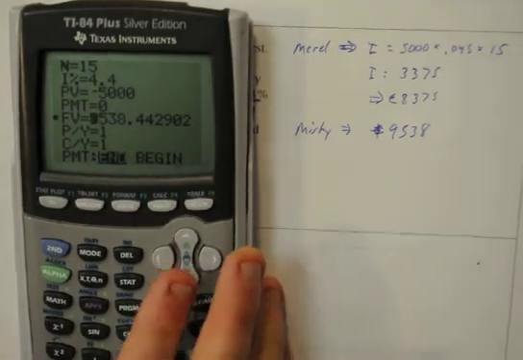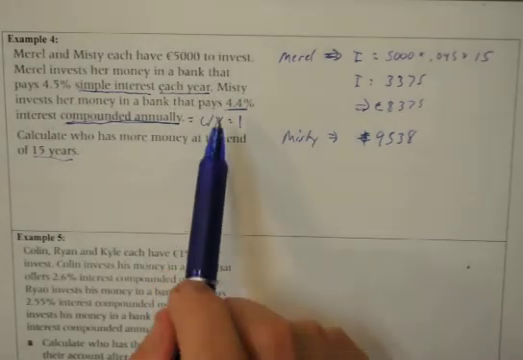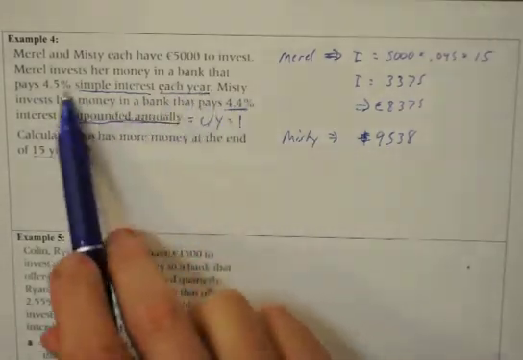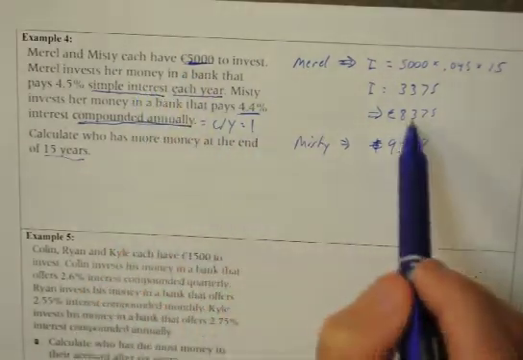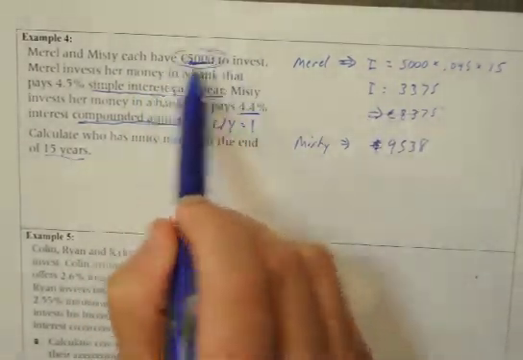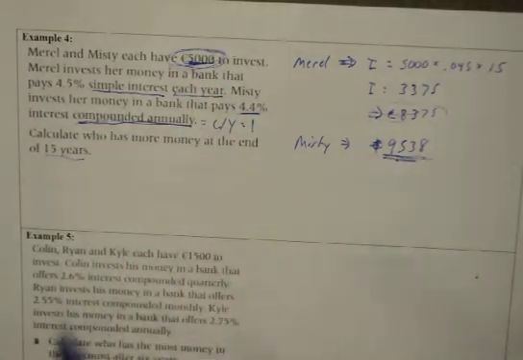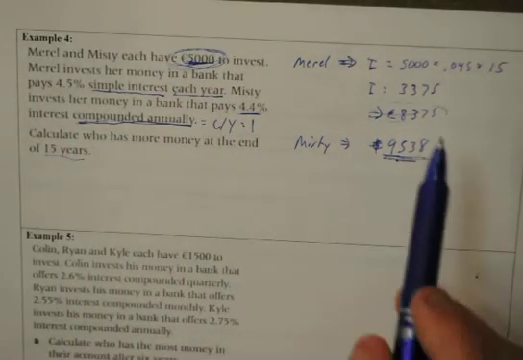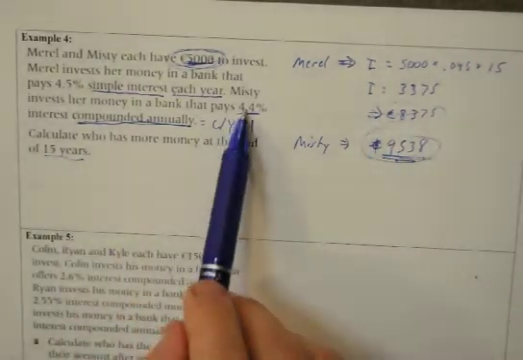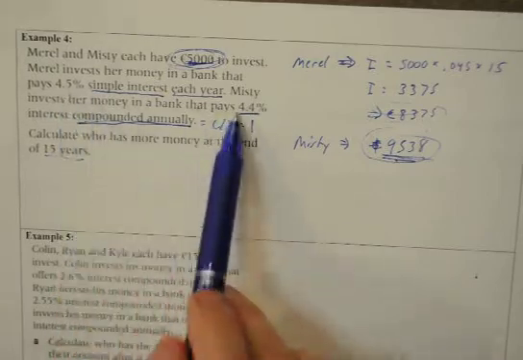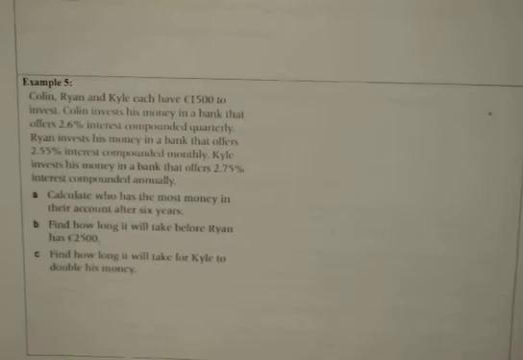That is the power of compounding. It's interest on top of interest on top of interest, rather than interest just based off of this. In this scenario, it's interest just based off of the 5,000. In this scenario, it's interest based off of interest based off of interest. So you're going to grow quite a bit more, even though it was a lower interest rate. This was 5.4, 4.5. So Misty wins. Good job, Misty.